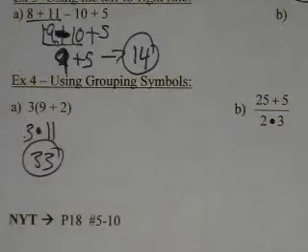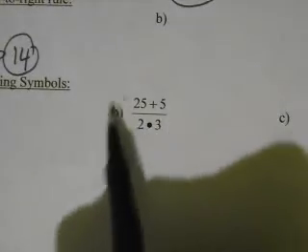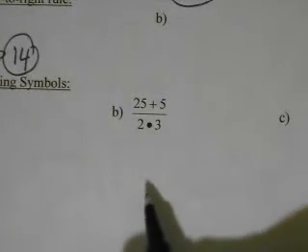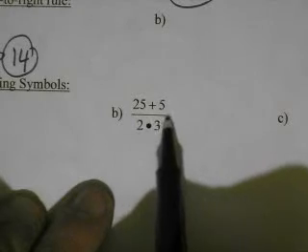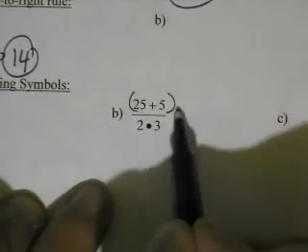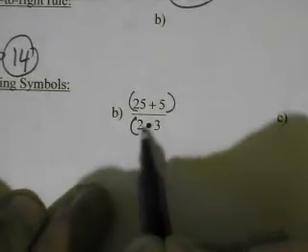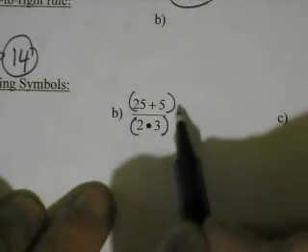But sometimes grouping symbols are hidden. For example, in this problem, I don't see any parentheses, but it's sort of like they're there. With this division bar here, it tells me I have to do all the math that's on top first, then do the math that's on the bottom second, and then finally I can divide.